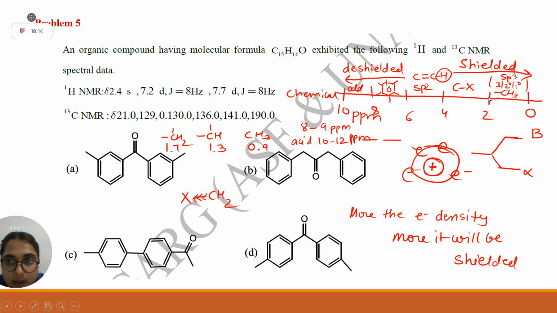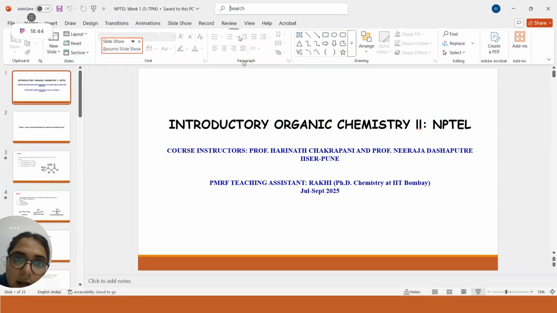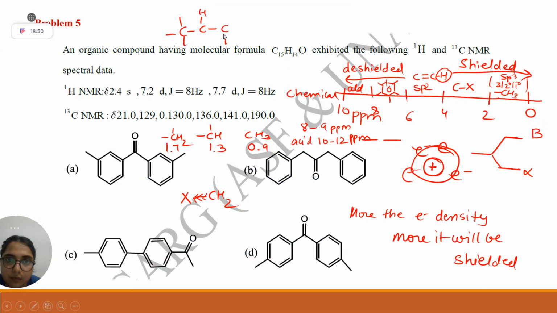So based on this information only, and this line, 2.4 singlet, 7.2 doublet, 7.7 doublet, among these options which can you think of? Okay, let's say 2.4 singlet. It means this hydrogen is connected to a carbon devoid of hydrogen, right? Why am I saying this? Because this is giving a singlet.